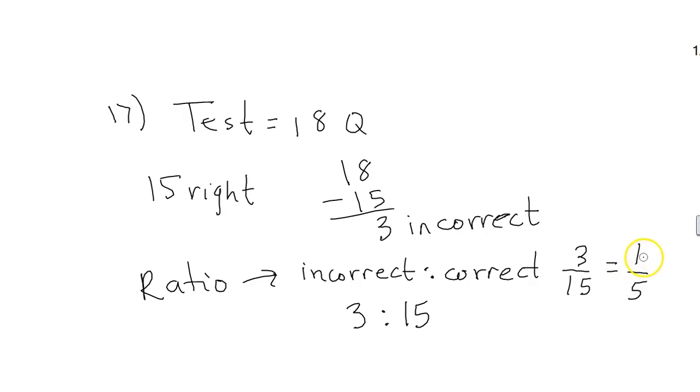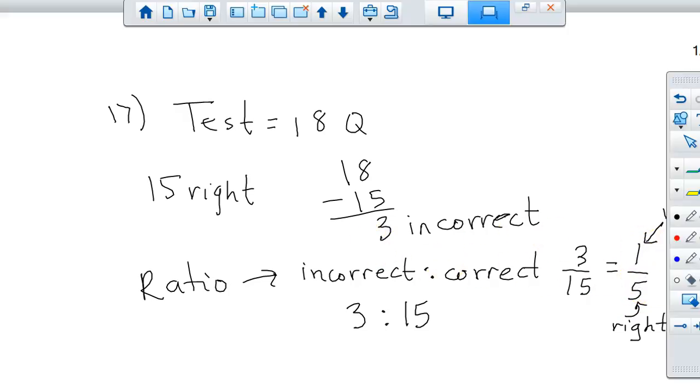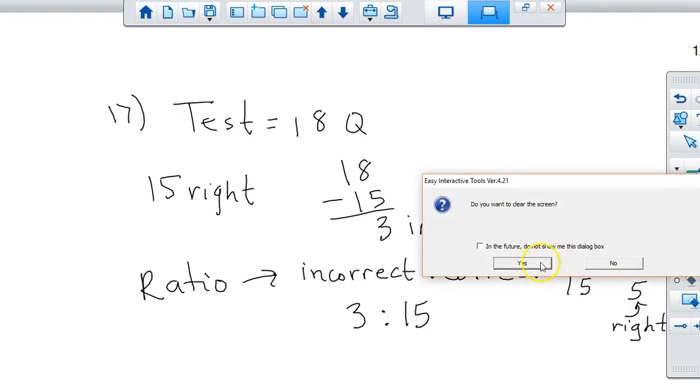It means every time that he answered a question on this test, he would get 1 wrong and 5 right. Again, he would get 1 wrong, then he would turn around and get 5 correct or right on this 18-item test. Once you simplify this fraction, again, wrongs to right, he would get 1 wrong and 5 right. And he would keep doing that until the test was all done, and hence the fact that he would get 15 right and he got 3 wrong, which is a good grade. Okay, so that's number 17.